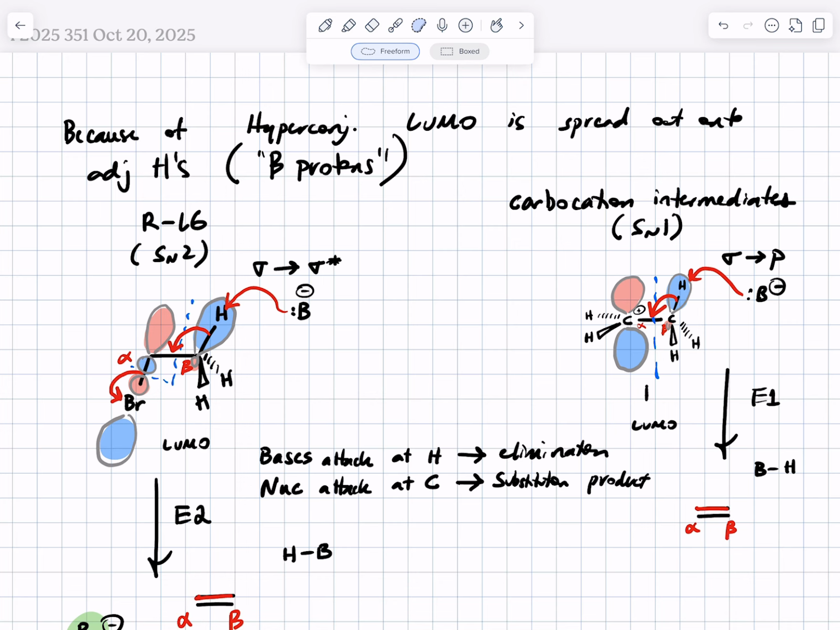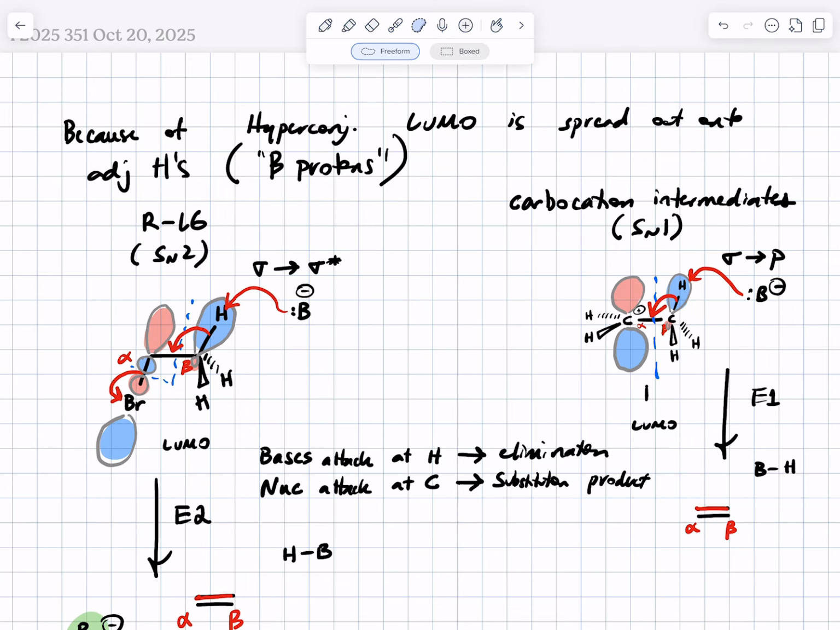And what we talked about just at the very end of class last time was how that because of hyperconjugation, some of the LUMO in an alkyl halide, sorry, okay, that's too loud. I'm trying to adjust the volume.